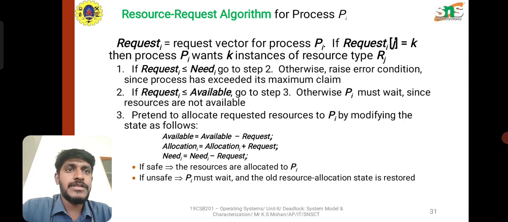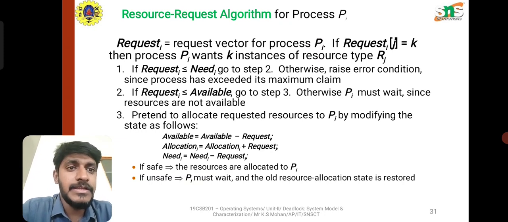In the resource request algorithm, let request be the request vector for process Pi. If the request is within the need, go on; otherwise raise an error condition. Then available equals available minus request, and allocation equals allocation plus request. If the state is safe, the resources are allocated to Pi. If unsafe, Pi must wait and the old resource allocation state is restored.